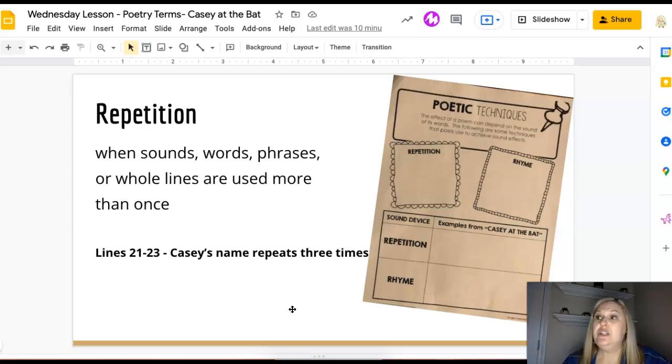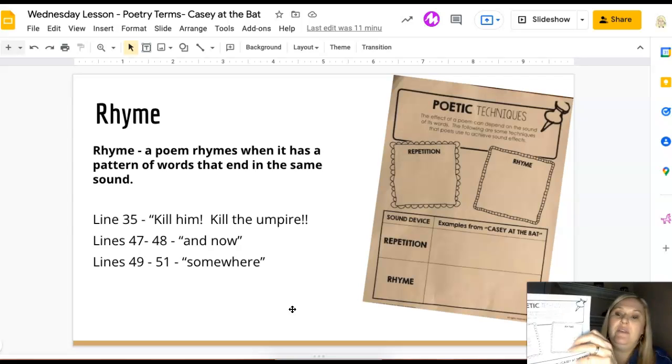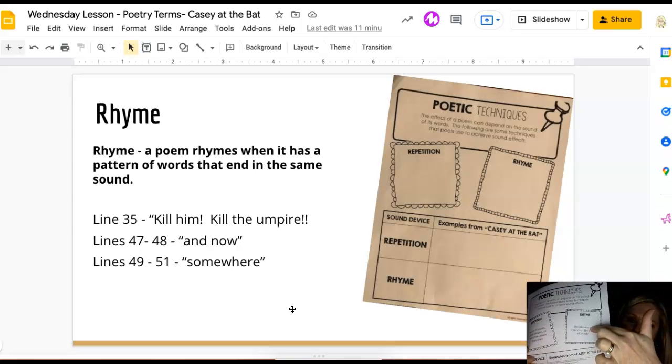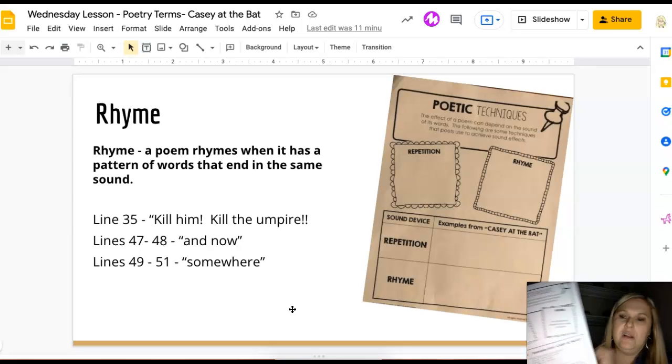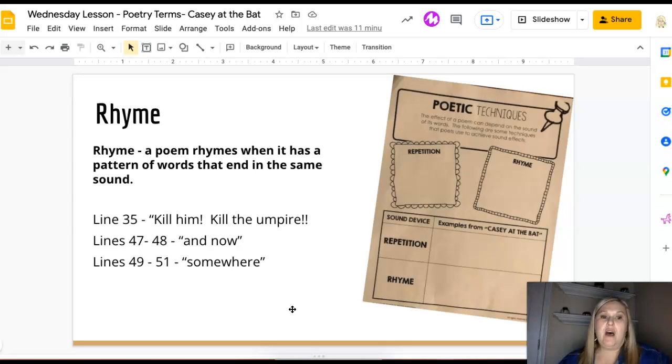Okay, next you're going to do rhyme. Okay, so let's look at the next one. A poem rhymes when it has a pattern of words that end in the same sound. Okay, so I've given you the examples here, but I want you to go ahead and write the definition of rhyme right here. Okay, write it in this box. So pause the video if you need to. And then I want you to find 3 examples of rhyme.